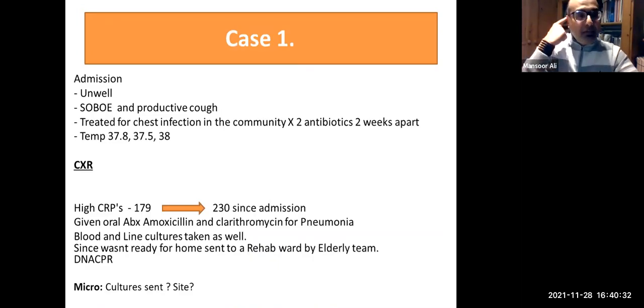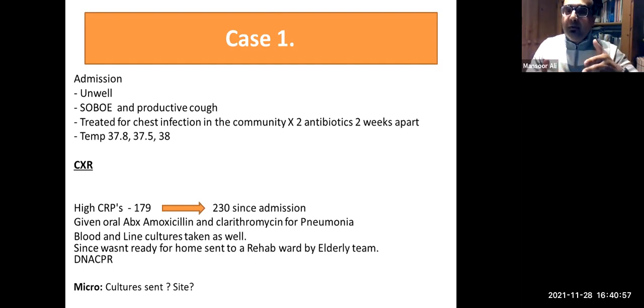Going back to the main case, the patient's CRP was high, 179, and then went up to 230 during the course of her admission. She was given oral antibiotics, clarithromycin for pneumonia, and blood and line cultures were taken as well. She wasn't ready for home. She was under the care of the elderly, so this initial admission was under the care of the elderly.